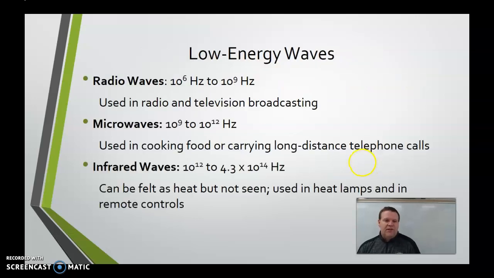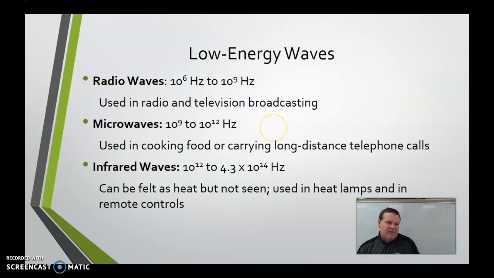You don't generally need to memorize these, but to give you some idea of different types of energy, not just light, but electromagnetic. There's radio waves and microwaves and infrared waves. If you can see your scale there, we're going from about 10 to the 6th power to about 10 to the 14th. So we're dealing with a pretty wide range of frequencies, about 8 powers of 10.